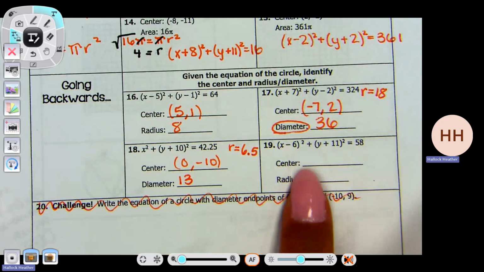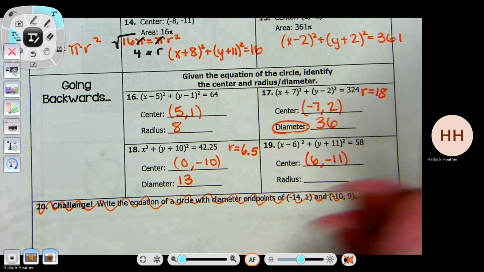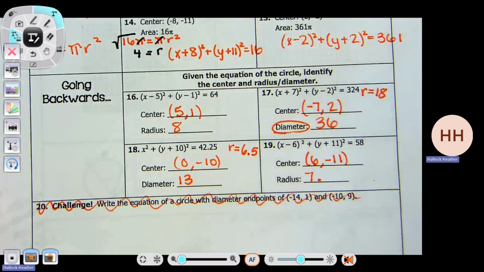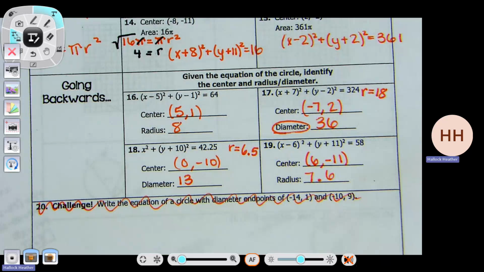The next one, what's my center? 6, -11. This one's not cute. Yeah, 7.6. So we'll just say 7.6, because if you square root that, that's not a perfect square.